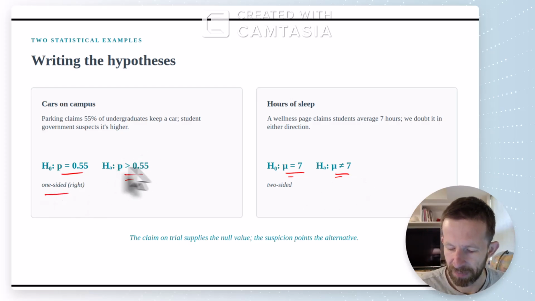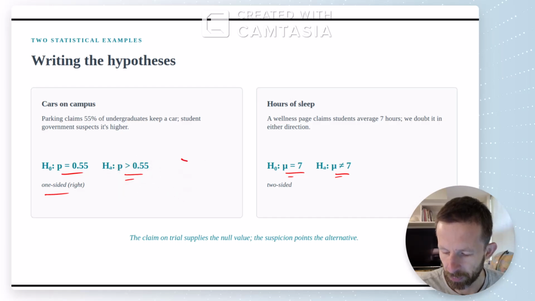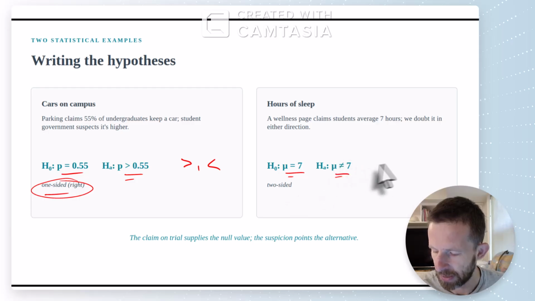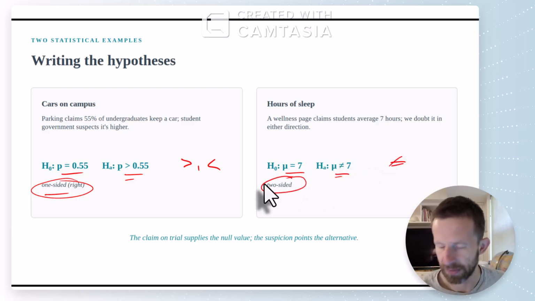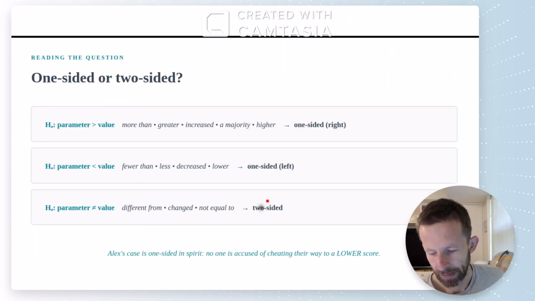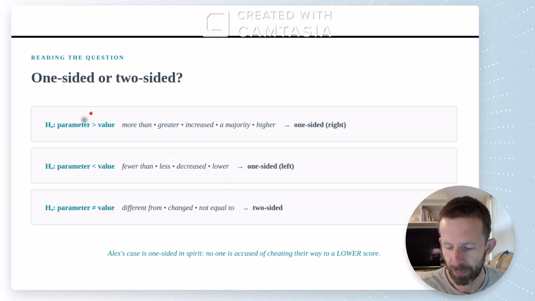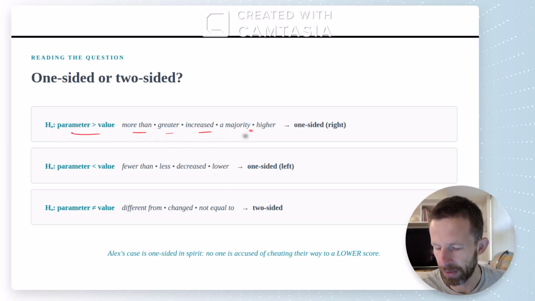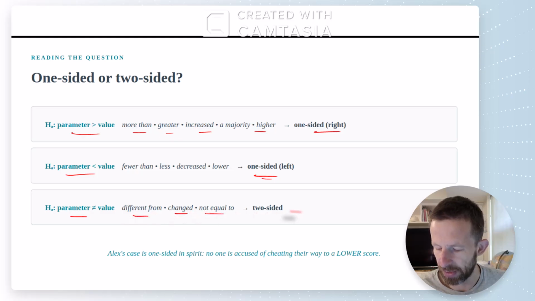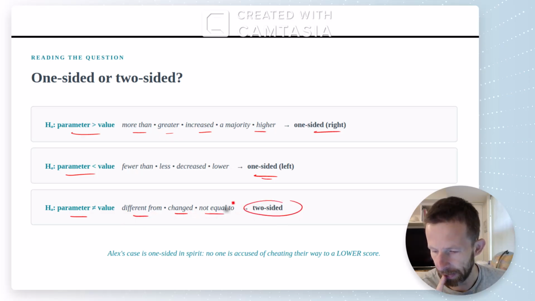By the way, whenever you have an alternate hypothesis with a greater than or less than, that's called a one-sided hypothesis. If it's a not equal to, that's a two-sided hypothesis, and we'll get into the nitty-gritty of that later. So one-sided or two-sided: for the alternate hypothesis, if the parameter is greater than a value, more than, increased, majority, that's one-sided to the right. If it's less than the value, it's one-sided to the left. And if it's not equal to, different from, change, that's a two-sided hypothesis.